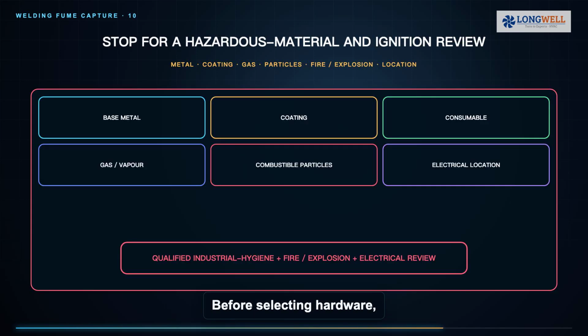Before selecting hardware, stop for the hazard gate: base metal, coating, consumable, gas or vapor, combustible particles, ignition sources and electrical location. Industrial hygiene, fire and explosion protection, respiratory protection and local rules may control the design.